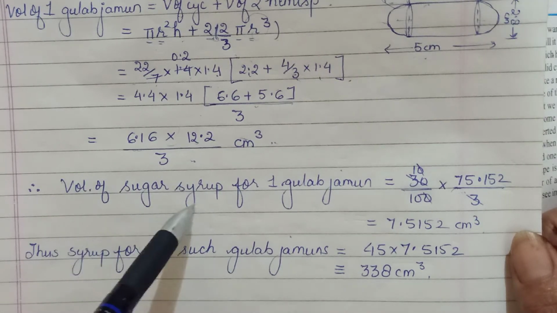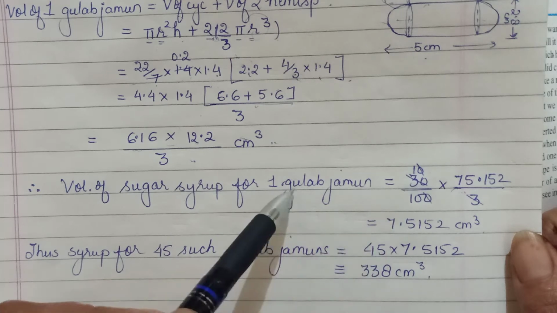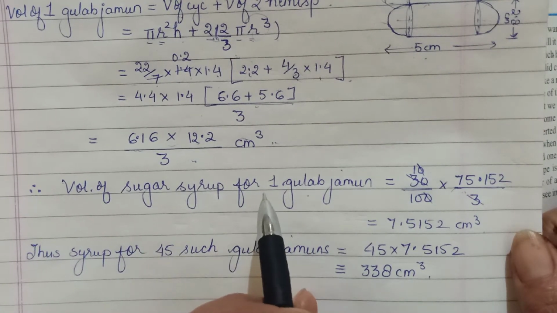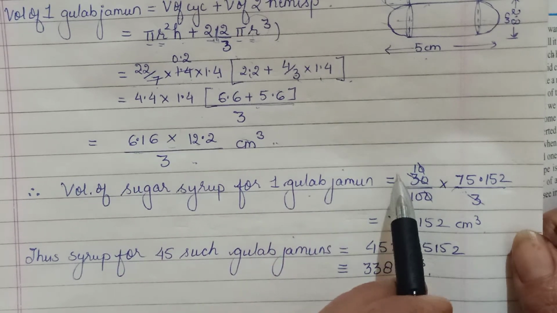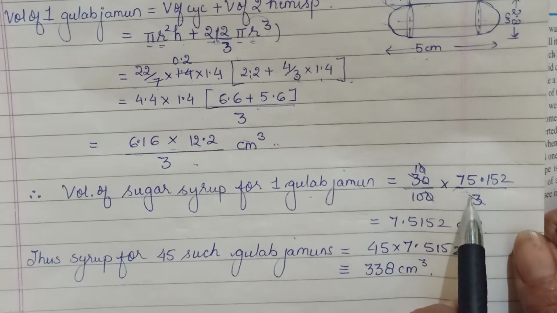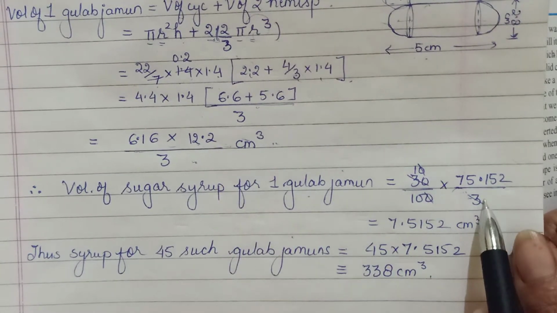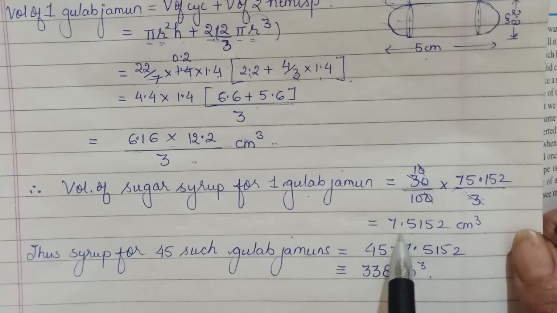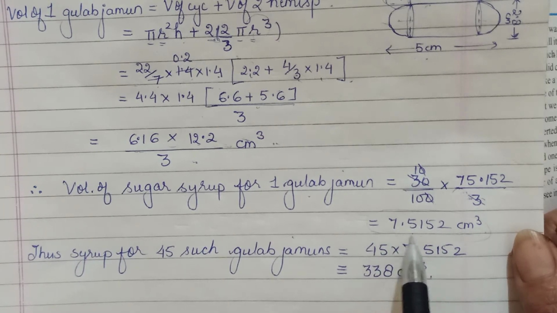Now, why did we find the volume of the gulab jamun? Because our question was syrup, which was 30% of the volume of gulab jamun. So, the volume of sugar syrup now required for 1 gulab jamun would be 30%, 30 upon 100 of the volume of gulab jamun. Gulab jamun's volume was coming out as this much. Again, multiply the two, you get the volume of syrup for 1 gulab jamun as this bit.